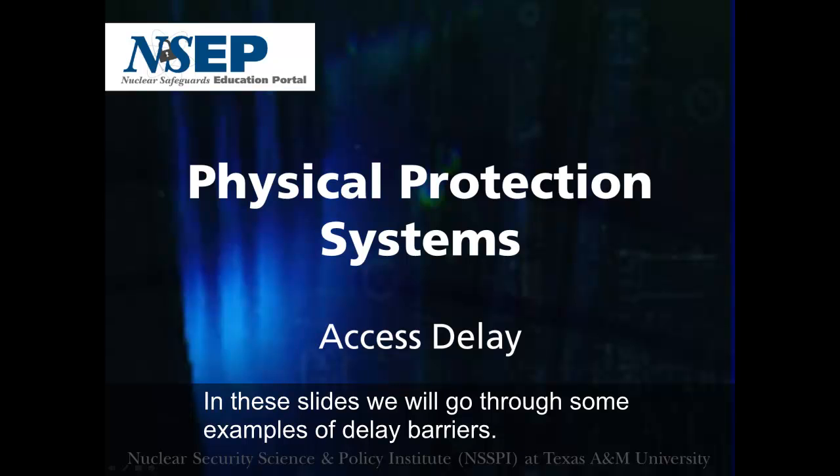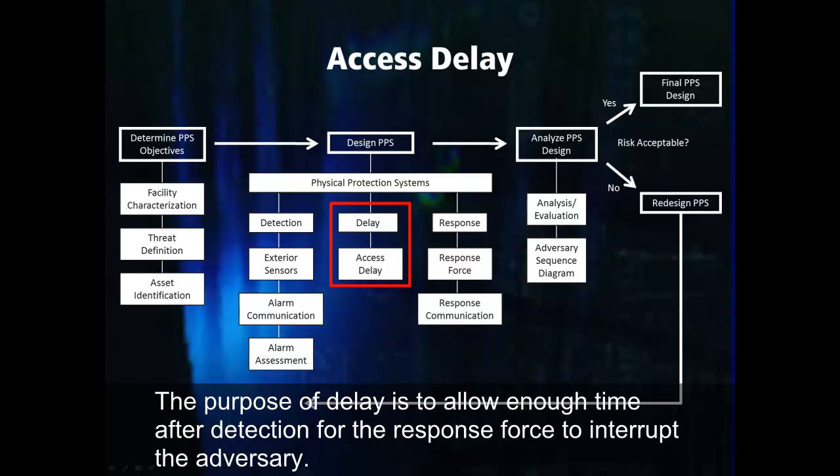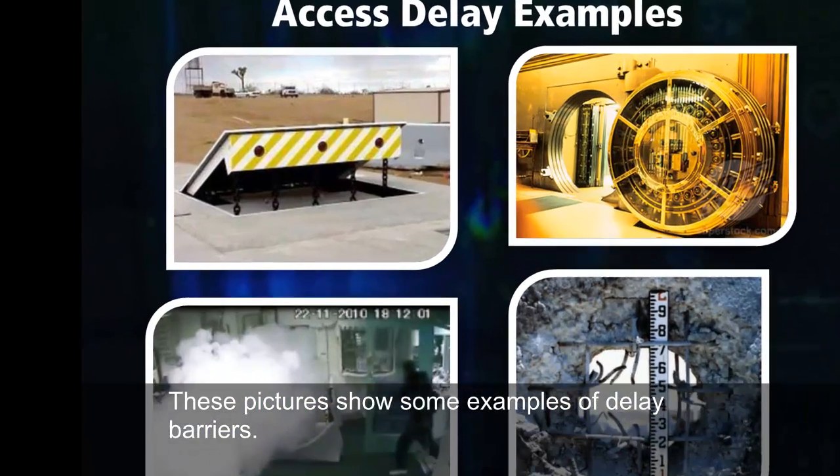In these slides, we will go through some examples of delay barriers. In the overall process of the DEPO methodology, delay is the second of the three main components of the physical protection system. The purpose of delay is to allow enough time after detection for the response force to interrupt the adversary. These pictures show some examples of delay barriers.